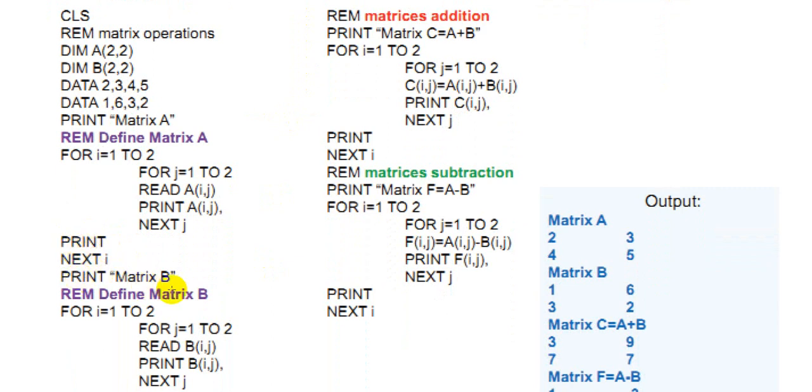Print next I. Print matrix B as you can see from here. The rem define matrix B, and for I equal 1 to 2, for J equal 1 to 2, read Bij and print Bij exactly here for the matrix B. Next J and then complete. Print matrices addition. Matrices addition means adding matrices. Print matrix A, C equals A plus B.